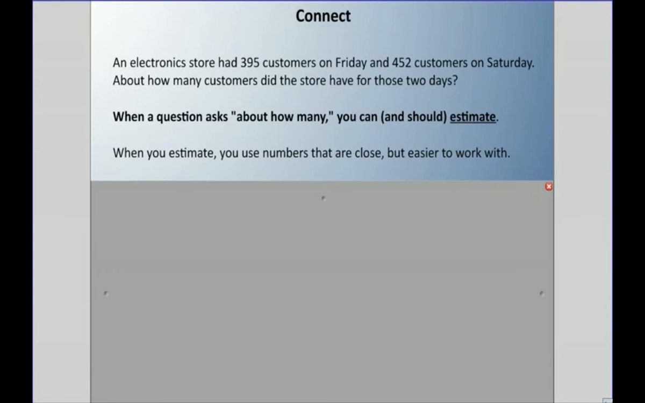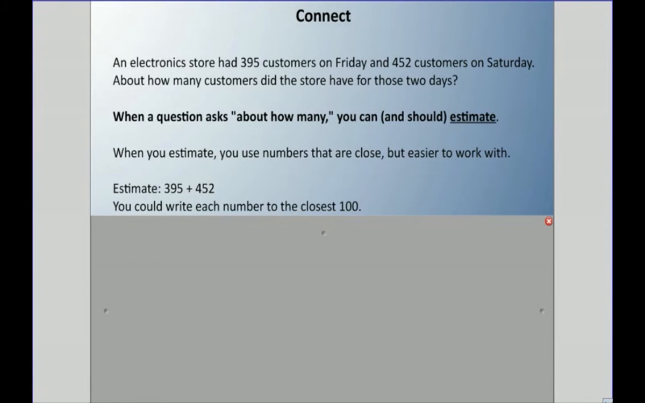Okay, let's say an electronics store had 395 customers on Friday and 452 customers on Saturday. About how many customers did the store have for those 2 days? Well, here's a tip. I got it in bold here. When a question asks about how many, you can and you should estimate, okay? And when you estimate, you use numbers that are close, but you want them easier to work with. So if we're going to estimate 395 plus 452, that's going to tell us the exact number on the 2 days. And if we were to add those up, literally we would get the exact answer. But we're going to estimate first, okay?